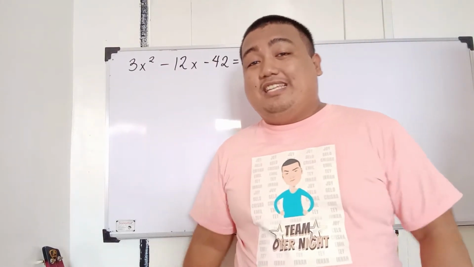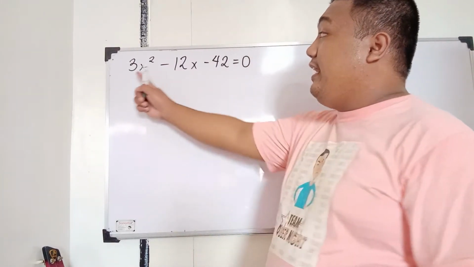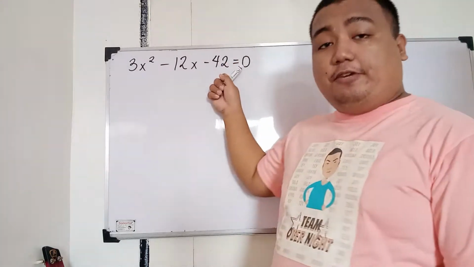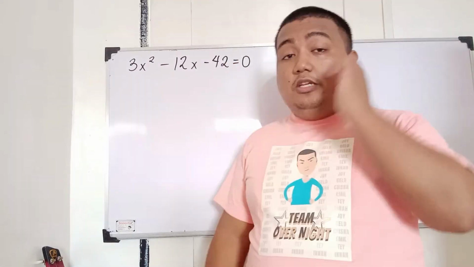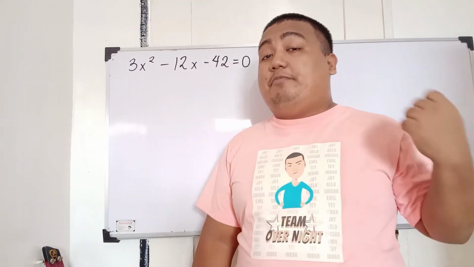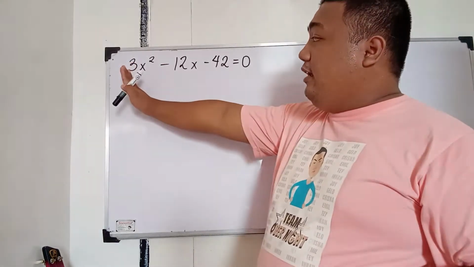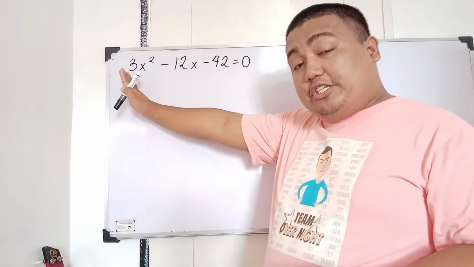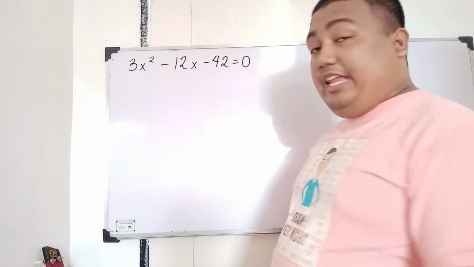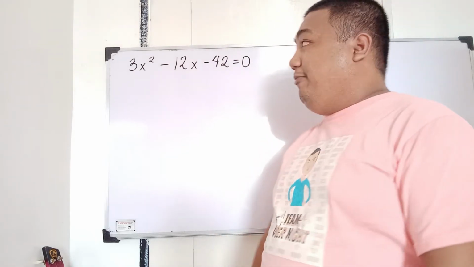Next example, this time naman, ang given natin is 3x squared minus 12x minus 42 equals 0. So, itong example na to is different from previous example kasi, take a look, this time yung coefficient ng x squared natin ay 3, hindi 1. So, ano dapat natin gawin?